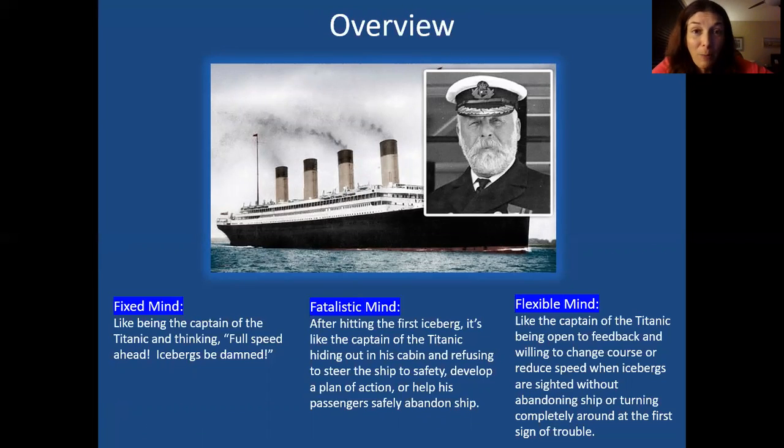I'm going to use a metaphor that they use in the manual about the Titanic. So here is a picture of the Titanic and the captain. They say that if we're in fixed mind, it's like the captain of the Titanic thinking, full speed ahead, icebergs be damned. It doesn't matter the circumstance, I'm just going to keep doing what I was doing. So you're too fixed.